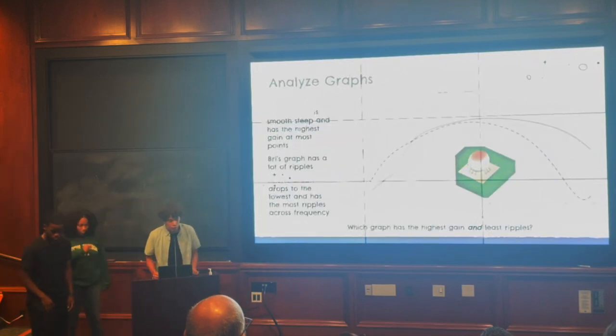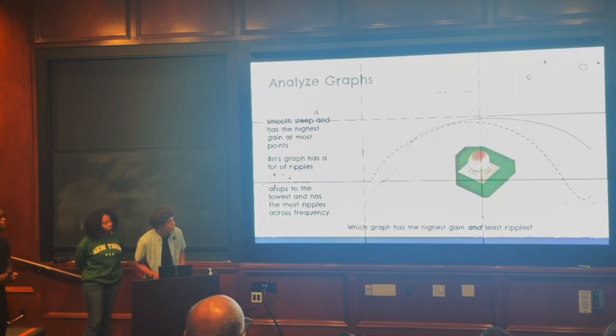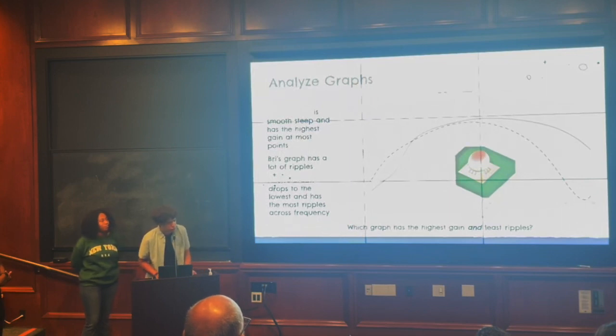Now for the third graph, we are looking at the left part of the yellow region. We noticed that my graph is the smoothest and it has the highest gain. Bree's graph has a lot of ripples, and Alan's drops all the way at the end and has a few ripples throughout. So once again, my graph, the pink one, would be the preferred one.